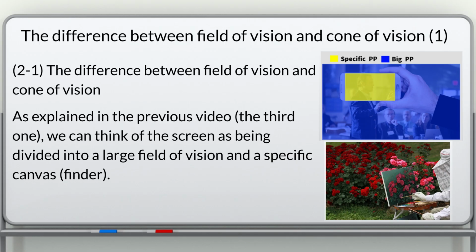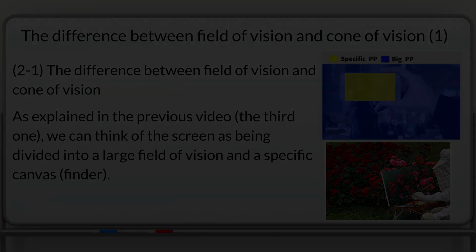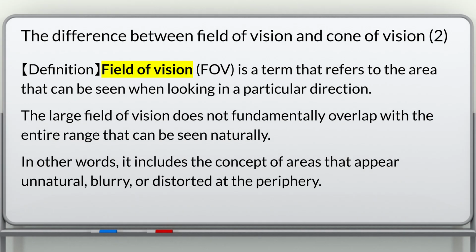I will explain the difference between the field of vision and the cone of vision. As explained in the previous video, we can think of the screen as being divided into a large field of vision and a specific canvas. Field of vision is a term that refers to the area that can be seen when looking in a particular direction. The large field of vision does not fundamentally overlap with the entire range that can be seen naturally. In other words, it includes the concept of areas that appear unnatural, blurry, or distorted at the periphery.